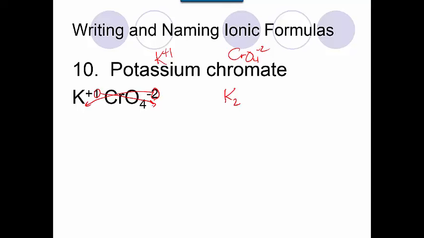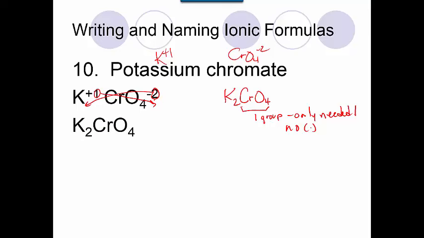And then we're only putting a 1 behind chromate, so we don't need to write ones, and we don't need parentheses since it is only one of them. So CrO4 is still one group. We only needed one of them, so no parentheses. K2CrO4 is the formula; if we left off the O, we'd have K2Cr4, which would be wrong.